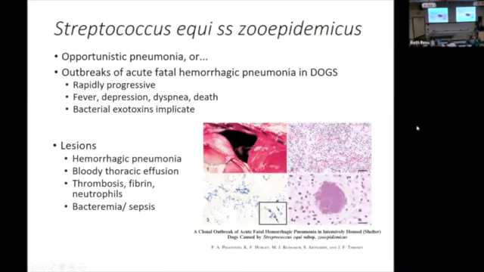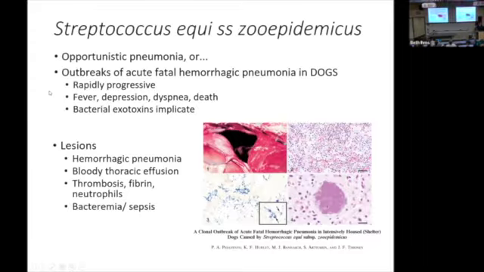All right, strep. So Streptococcus equi subspecies zooepidemicus. Most people just call it strep zoo. So this can be an opportunistic pneumonia, or there is a special case where you can have outbreaks of very acute, rapidly progressive, fatal hemorrhagic pneumonia in dogs specifically.